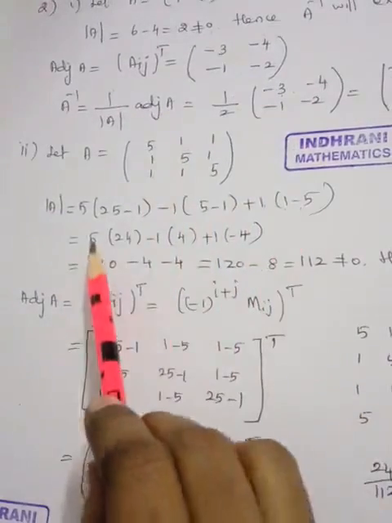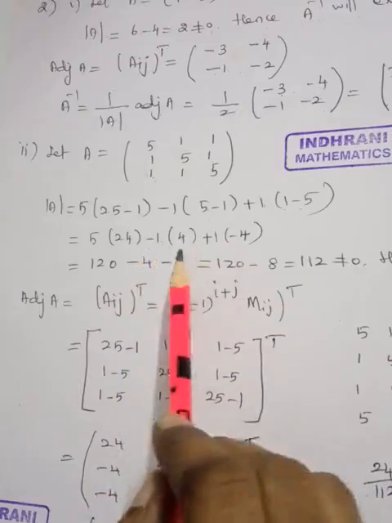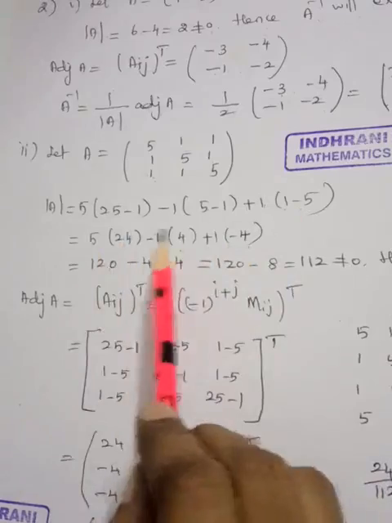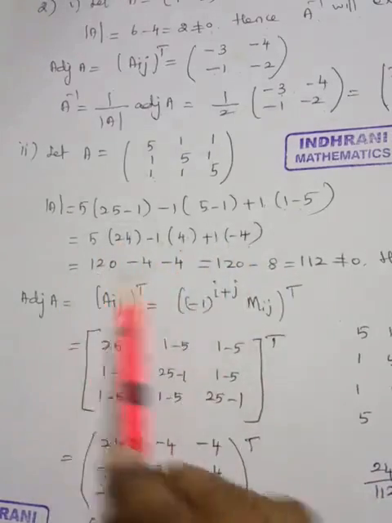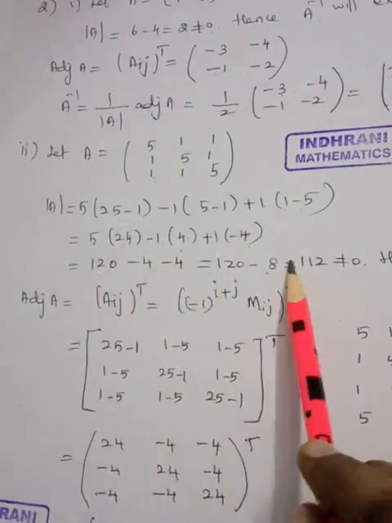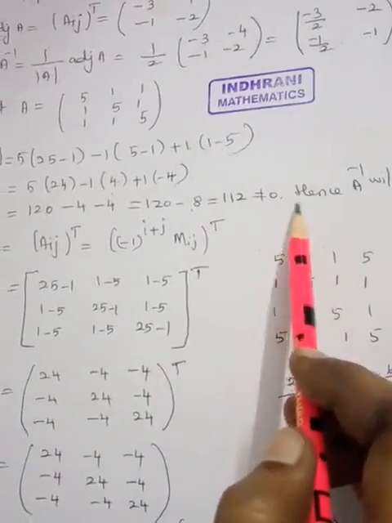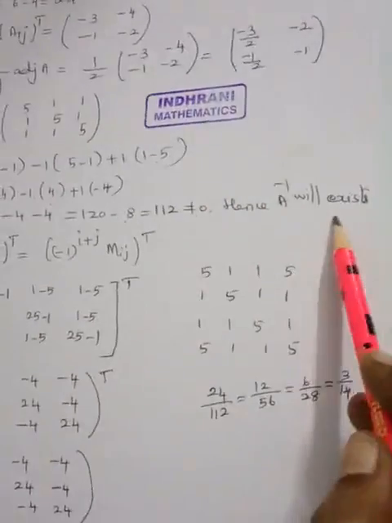So you will get 5 into 24 minus 1 into 4 plus 1 into minus 4. So 5 into 24 is 120, minus 4, minus 4. So 120 minus 8 is 112. Here the very important point is that the determinant is not equal to 0. Hence A inverse will exist.